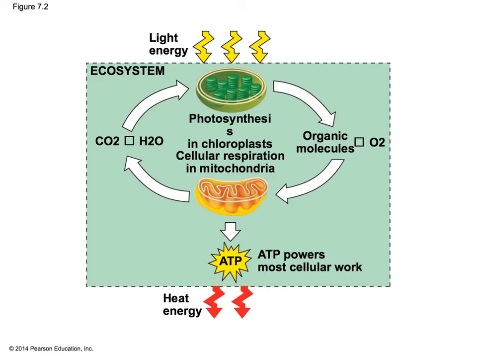Light energy comes into the ecosystem. Photosynthesis occurs in chloroplasts, within bacteria and other photosynthetic organisms, and produces organic molecules, whatever it might be. We're going to be concerned with glucose because that's the one we're really concerned with, and it produces oxygen. Other consumers utilize the oxygen and glucose in a reaction to transform the energy stored in those organic molecules into ATP, which then the cell uses to do its work, producing CO2 and water, which is then recycled back into organic molecules.